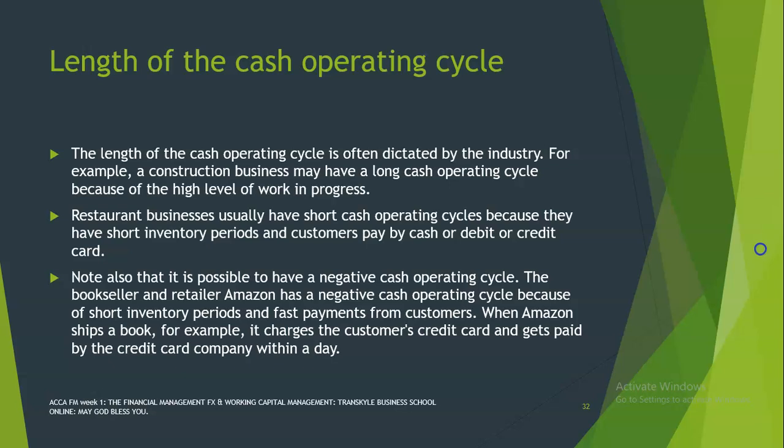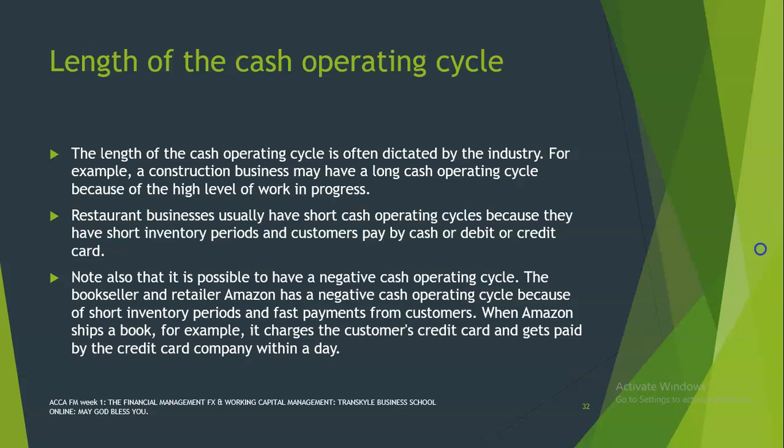Now, the length of the cash operating cycle is often dictated by the industry. For example, construction businesses are likely to have long cash operating cycles because of the high level of work in progress. It takes time to build bridges or buildings. However, restaurant businesses usually have short cash operating cycles because they have short inventory periods and customers pay by cash or debit or credit card.